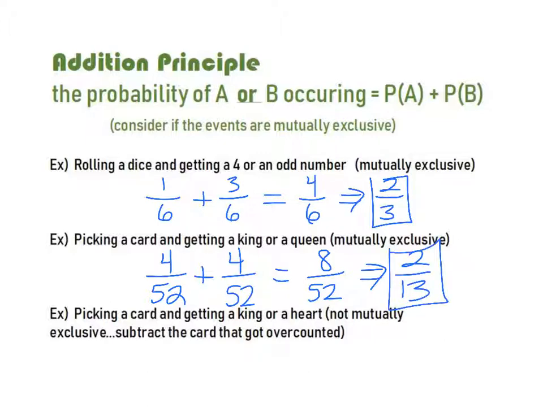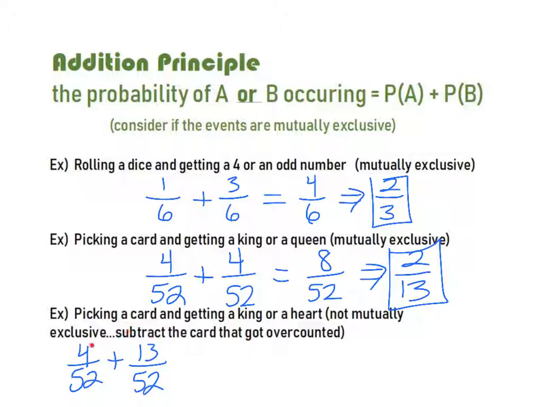This last example is the one I was talking about where these are not mutually exclusive. It says picking a card and getting a king or a heart. Well, I'd start off and say, well, a king, let's see, there's 4 out of 52 of those, or getting a heart, well, all the hearts, there's 13 of each suit, so that'd be 13 out of 52. And then I could add those together. The problem with this, though, is that in this probability right here, I counted the king of hearts, but I counted the king of hearts right here also.